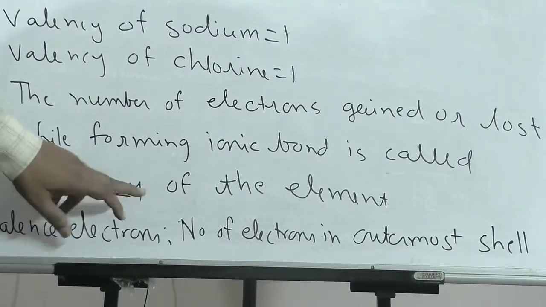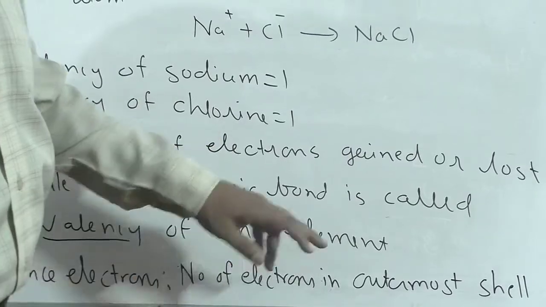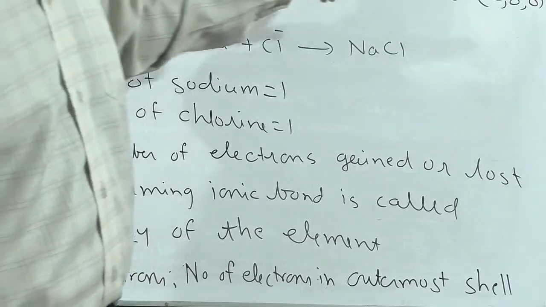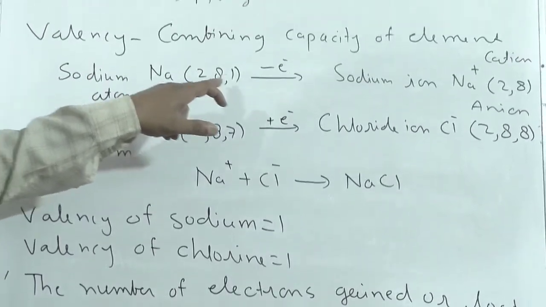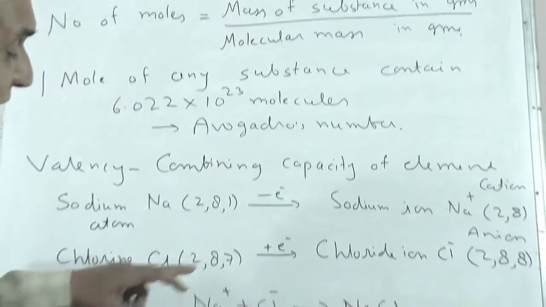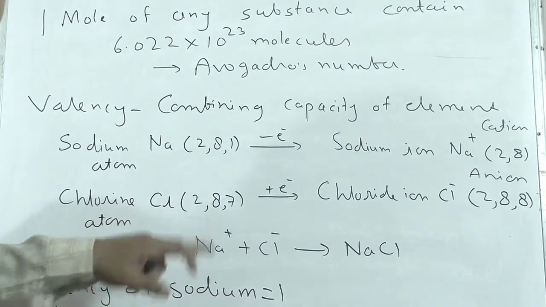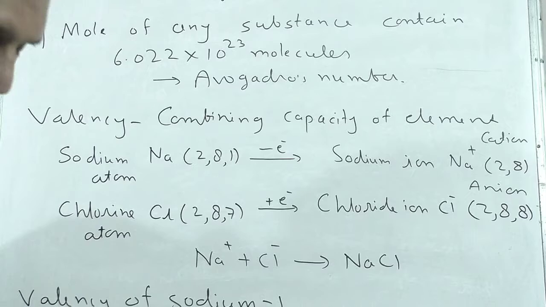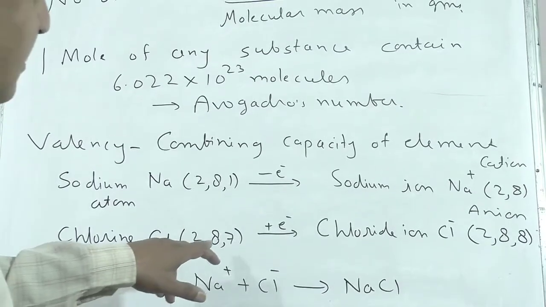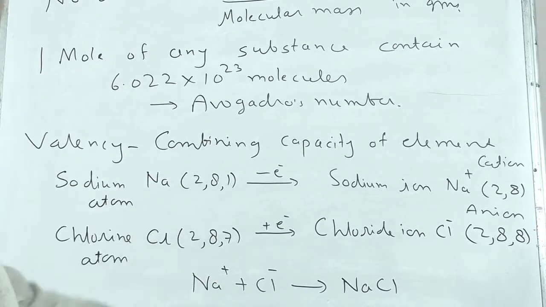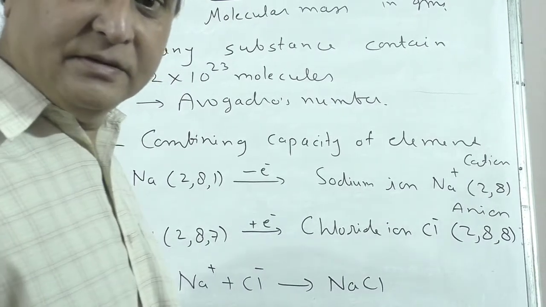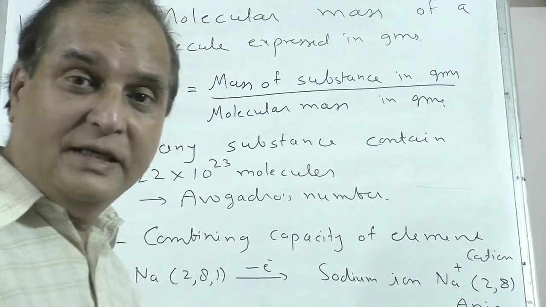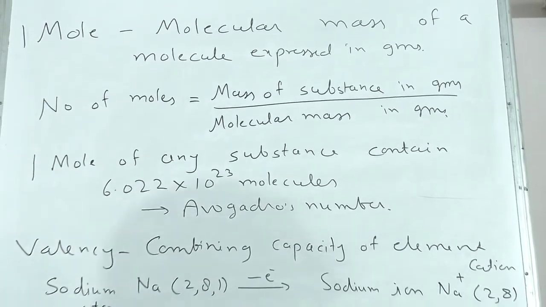Valence electrons: the definition of valence electrons is just the number of electrons in the outermost shell. The sodium valency is 1 and valence electrons also 1. But chlorine valency is 1 but valence electrons are 7. Getting this? So it has to accept 1 electron instead of giving away all the 7 electrons. Understanding the concept? We have to do numericals on this.